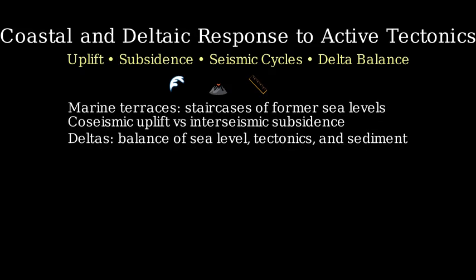Coasts and deltas change shape because the solid Earth moves. Active tectonics can lift land or make it sink, and the ocean level rises and falls too. Today, we'll build intuitive pictures for how uplift and subsidence shape marine terraces, shorelines, and deltas in the Holocene and late Quaternary. We'll connect these ideas to real examples like Chile, New Zealand, and the Ganges-Brahmaputra-Meghna Delta.